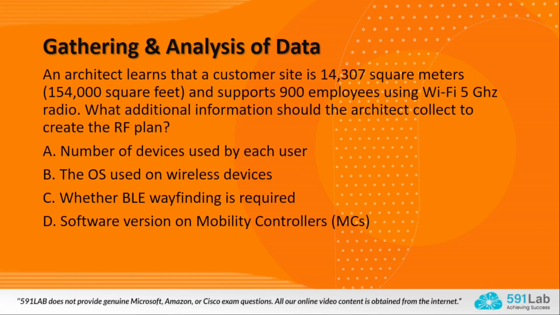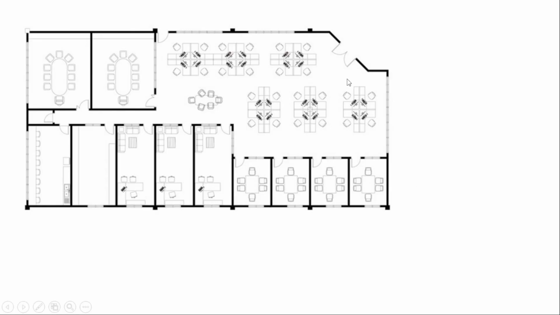What additional information should the architect collect to create the RF plan? So look at this image. This is a typical floor plan of an office. Now recall the information that you need to create an RF plan, in other words, the heat map.